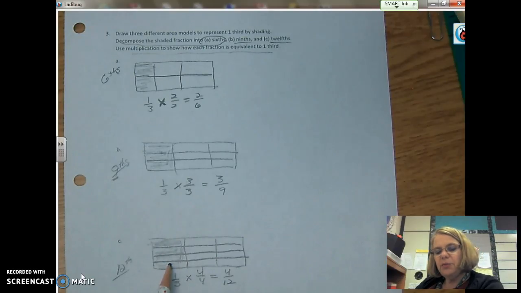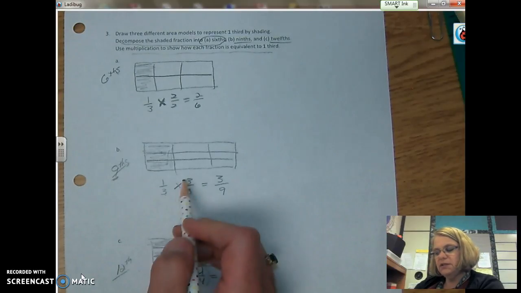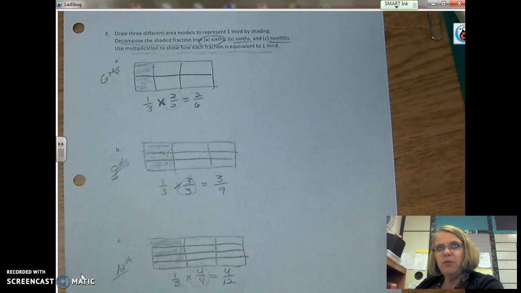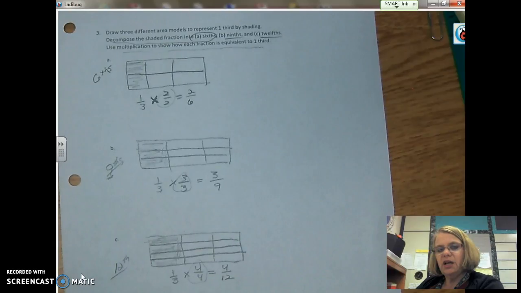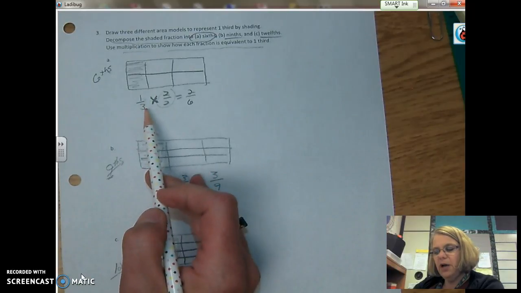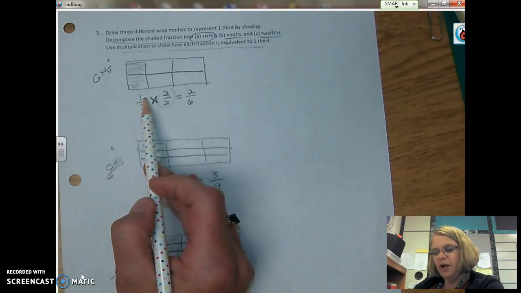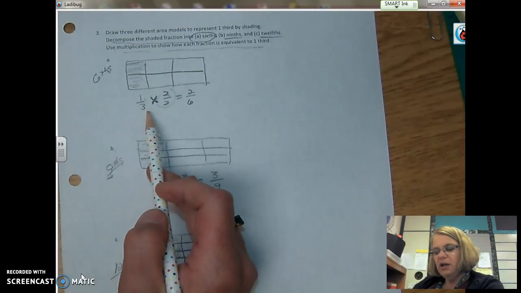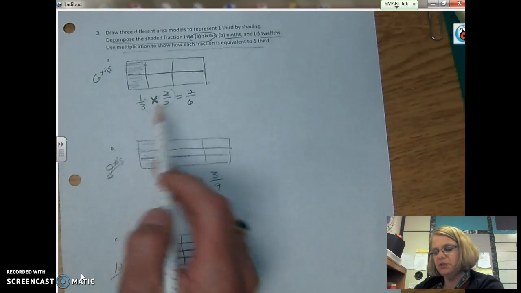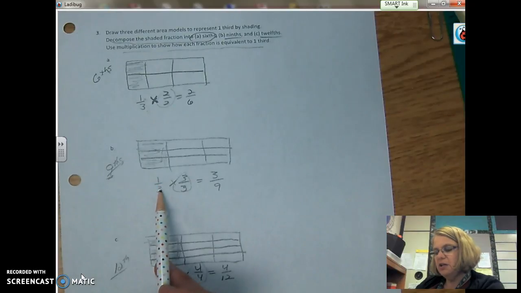Okay. Remember, this is always equal to 1. Whenever you multiply by 1, you get the same thing. In order to do equivalent fractions, whatever you do to the top number, you do to the bottom number. So if you multiply this by 2, you multiply this by 2. If you multiply it by 3, you multiply this by 3. If you multiply this by 4, you multiply this by 4.